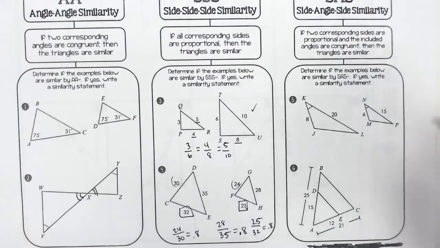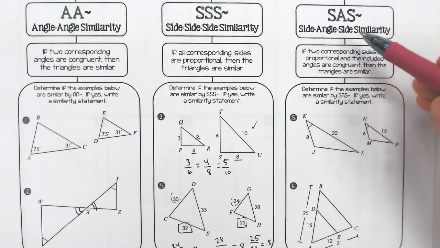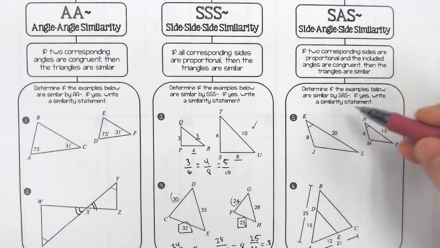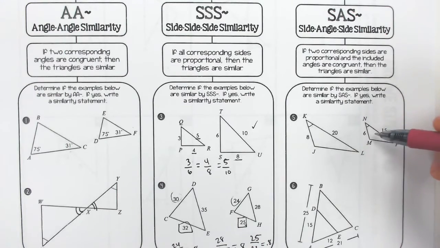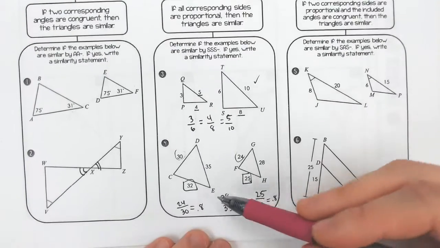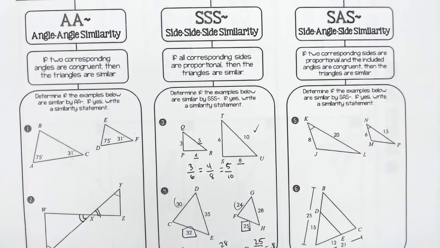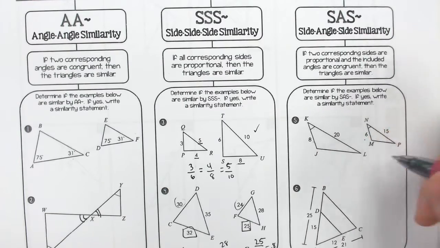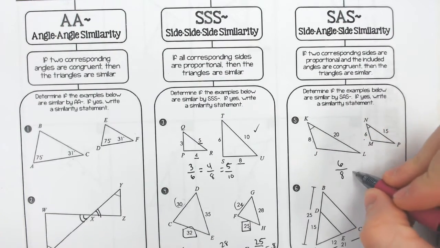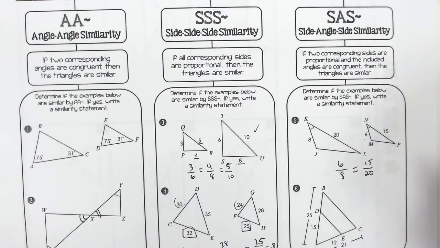The last one is side-angle-side. So you have to have the angle in the middle for side-angle-side, and you need to make sure that the other two sides that are in between it have that same thing that we just did, where we got 0.8, 0.8, or 1/2, 1/2. They all have to divide to equal the same thing. So we're going to take the 6 and divide by 8. I like doing the smaller one over the bigger one. And that had better be equal to 15 over 20.